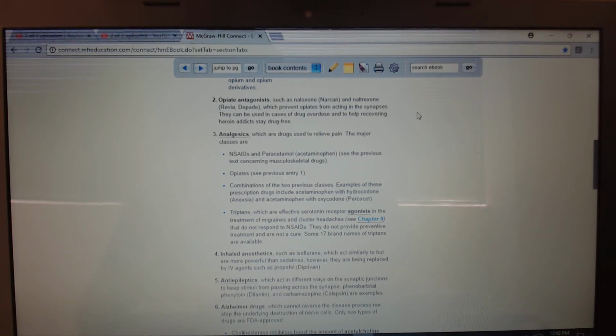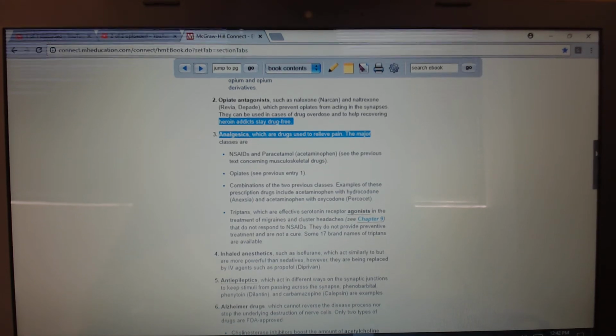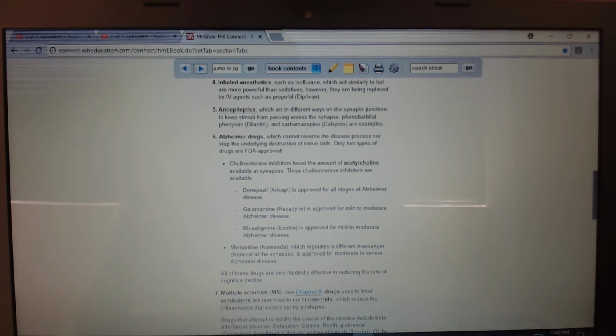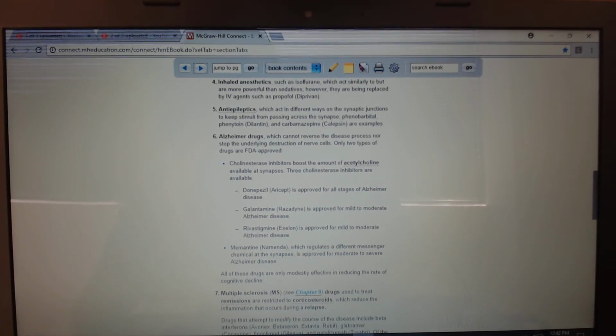Triptans are effective serotonin receptor agonists in the treatment of migraines and cluster headaches that do not respond to NSAIDs. They do not provide preventative treatment and are not a cure. Some 17 brand names of triptans are available. Inhaled anesthetics such as isoflurane act similarly to sedatives but are more powerful. However, they are being replaced by IV agents such as propofol, which is Diprivan.